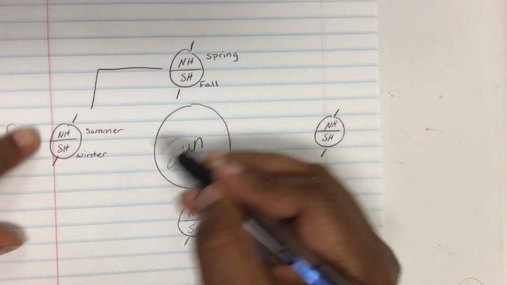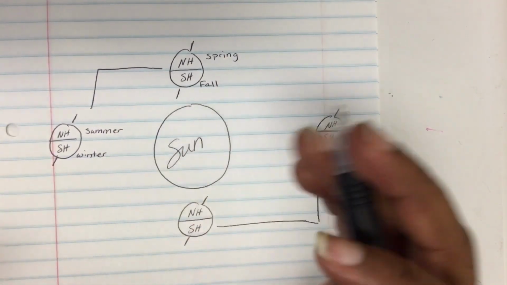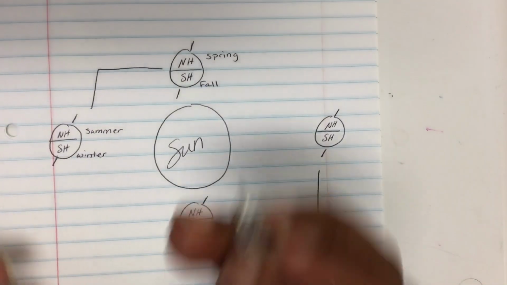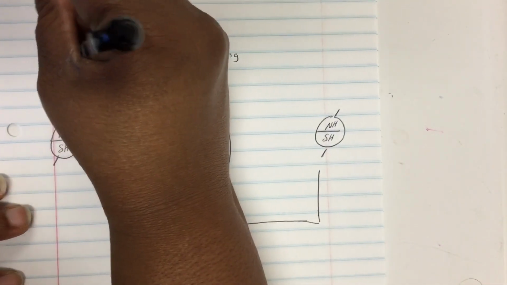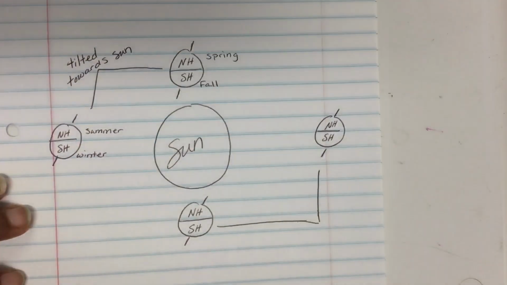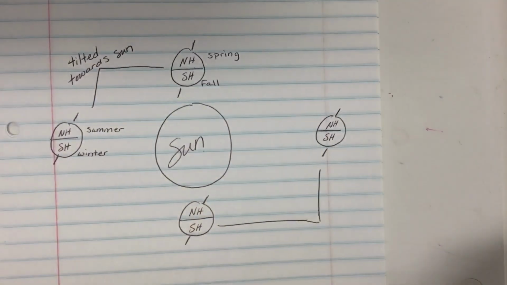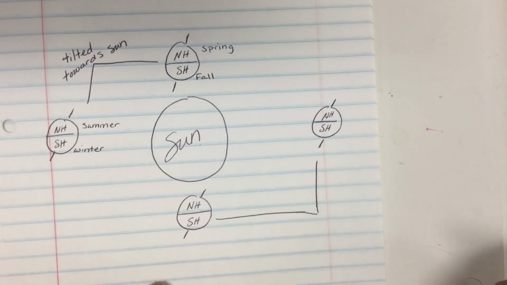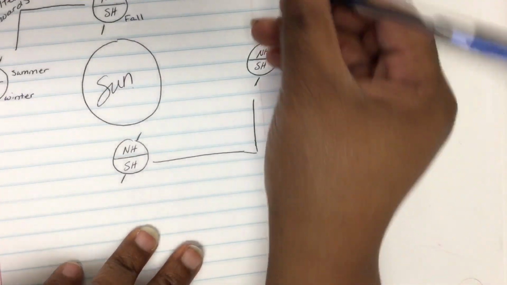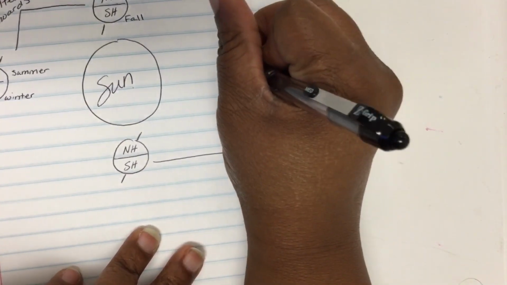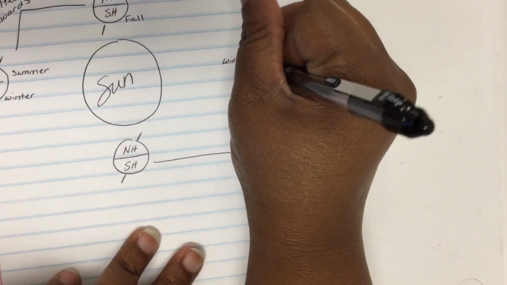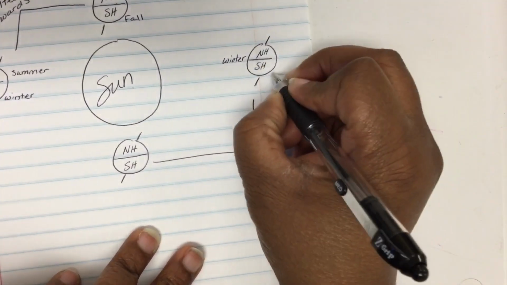We are having our hottest two seasons in these positions because the Earth is tilted towards the sun. As long as the northern hemisphere is tilted towards the sun, we are going to get hotter temperatures. On the other two, we are having winter here. And the bottom half is having summer.